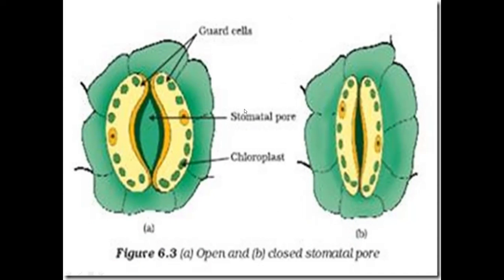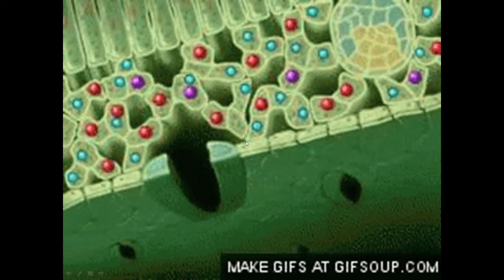Here you can observe the stomatal pore. It is guarded by a pair of cells called guard cells, and here are the supporting cells. There are many chloroplasts present in the guard cells that also help in carrying out photosynthesis.